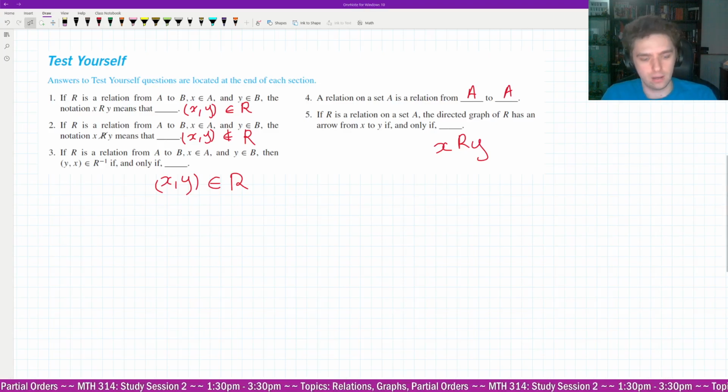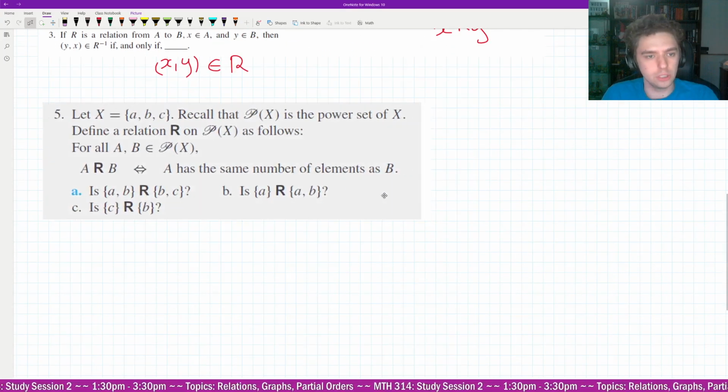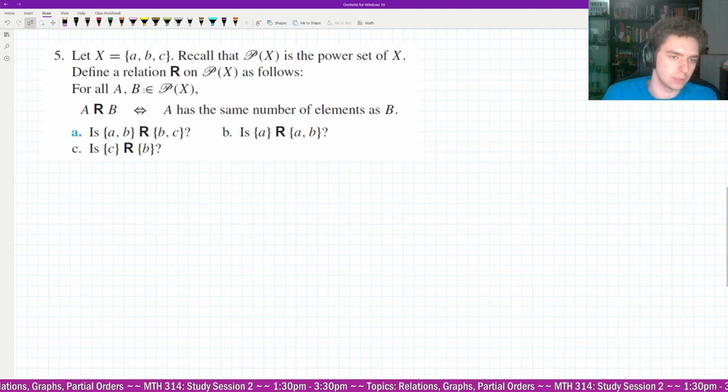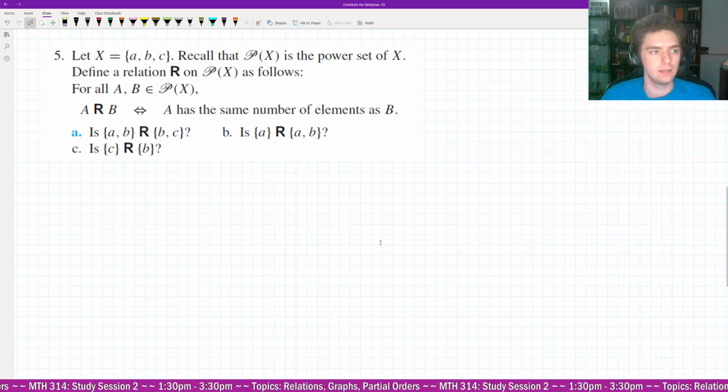Okay, guys, let's try this example here, which is about a relation on some set X, which is the set {A, B, C}. Let me just read the question. We just want to see if things are related, but it's a little bit complicated because you have a power set.